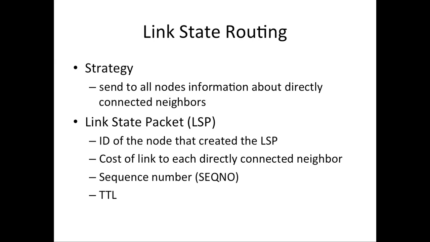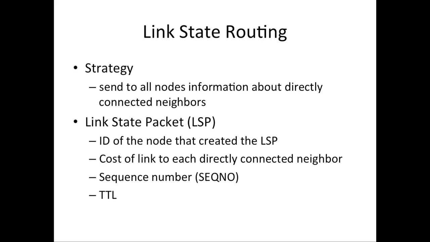The other class of routing protocol is called link state routing. The idea is you send to all the nodes in the network information about your neighbors. The packet that you send to all the nodes is called a link state packet. It has the ID of the sending node and the cost of the link to each directly connected neighbor.